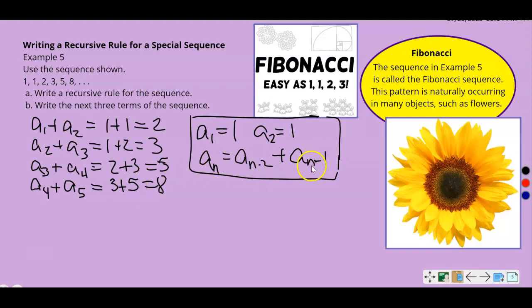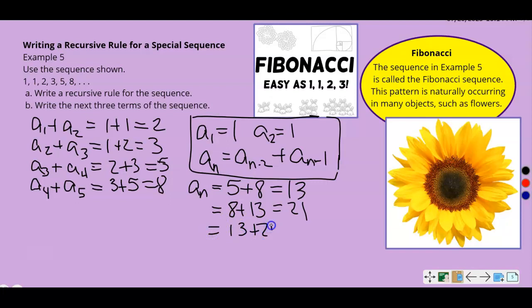So if I want to use this, I can say 5 plus 8 would be my next one. 5 plus 8 equals 13. And then I'm going to do 8 plus 13, which is 21. Then 13 plus 21 equals 34.